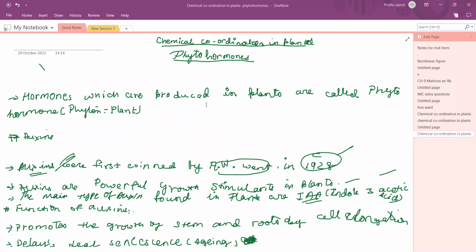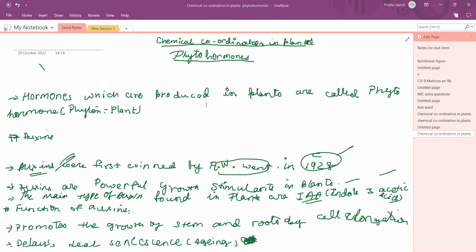In today's class, I'm going to be doing phytohormones part 2 of chemical coordination in plants. So let's get started. What are phytohormones? Phytohormones are basically hormones which are produced in plants. We have five types of phytohormones in plants. They are auxins, gibberellins, cytokinins, abscisic acid, and ethylene. So let's study them one by one in detail.